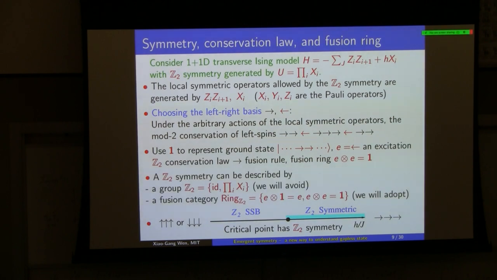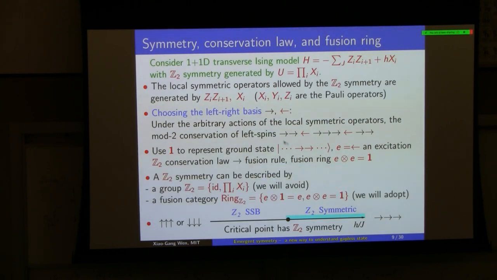When you apply those kinds of perturbations, then we find that these left spins have a mod 2 conservation. Their number cannot change arbitrarily. They can only change by two. Because if you apply the X operator to this left or right spin, it doesn't matter, they don't change the spin direction. If you apply this ZZ operator, it either creates two left spins or moves one left spin to another place.